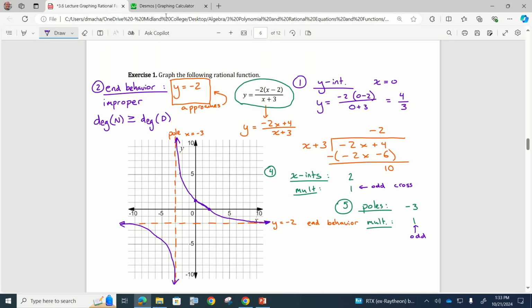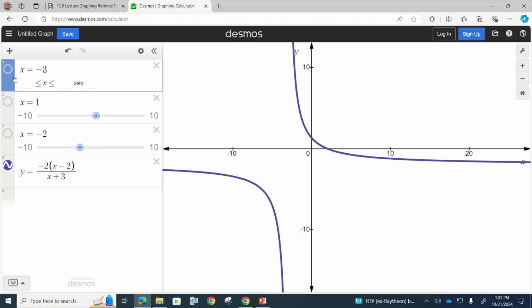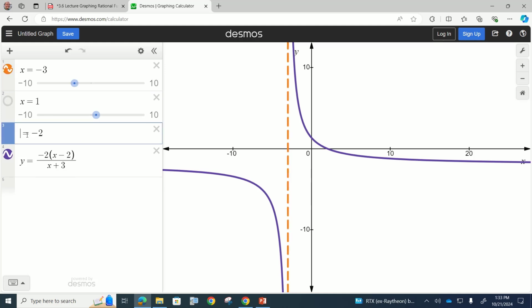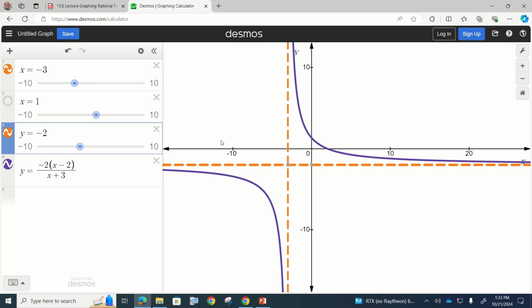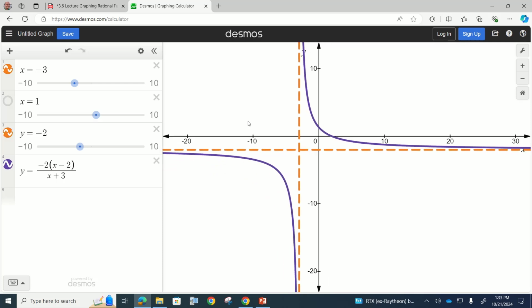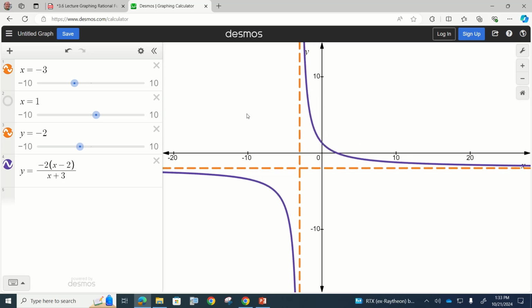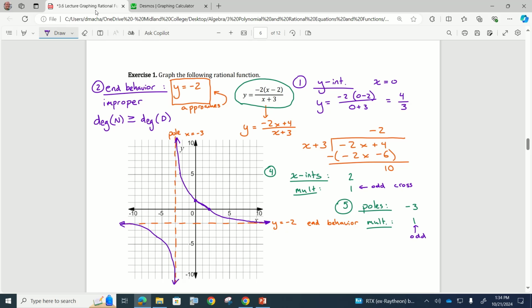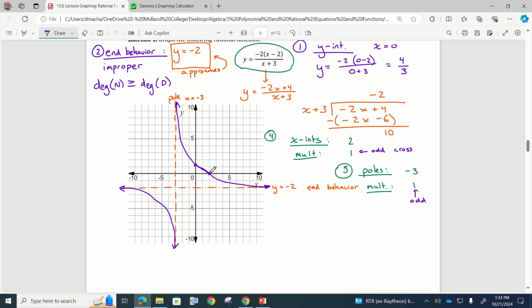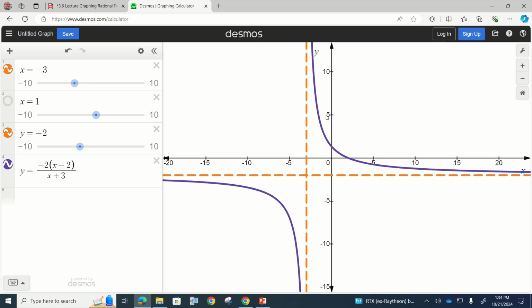So I said there was a pole at x equals -3. And I said my end behavior approached the line y equals -2. And that looks pretty much exactly how I drew my curve on my notes here. And you can double check the x-intercept should be at +2. And there it is. You can see the x-intercept's at +2. And so checking your work on Desmos is super duper easy. You should always do that before you move on to the next one.